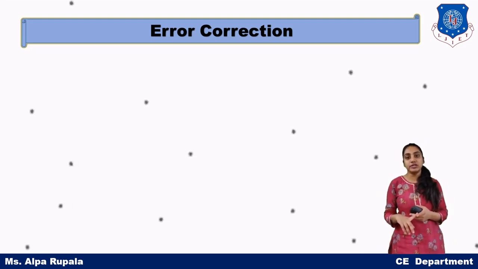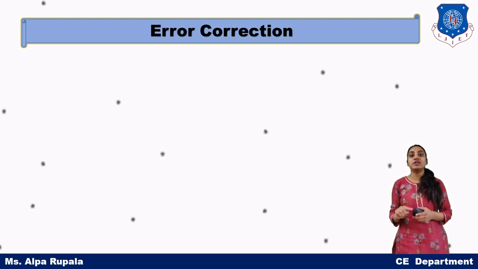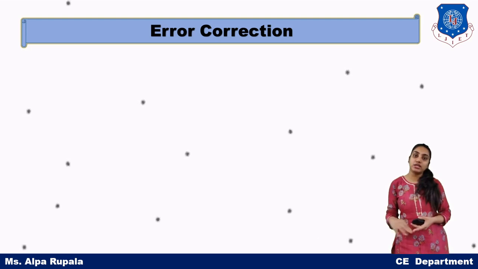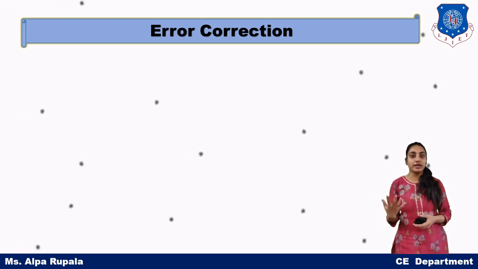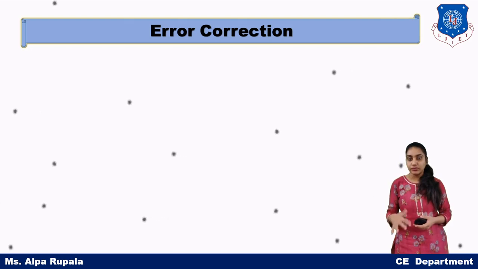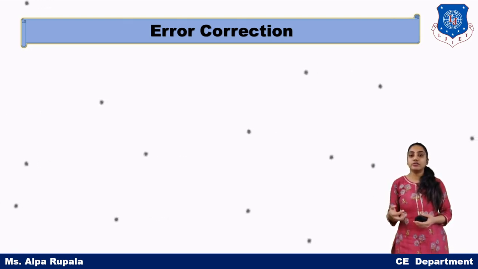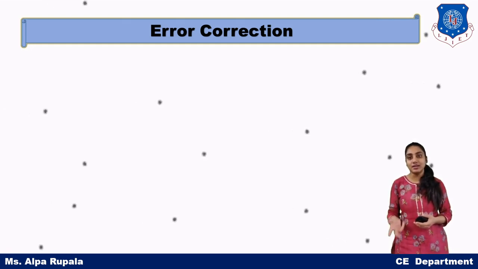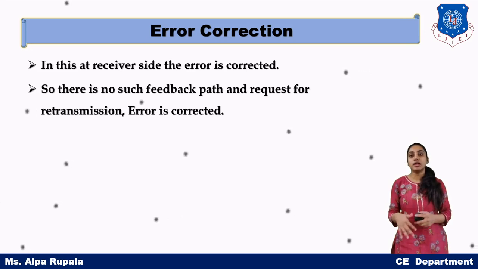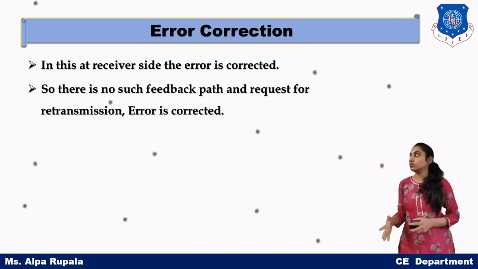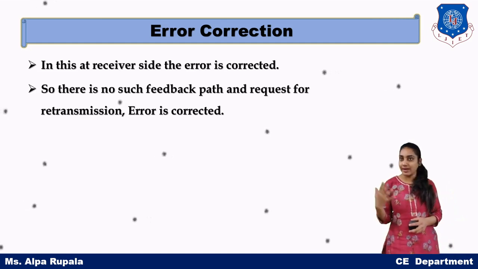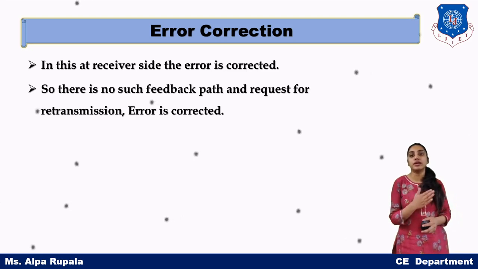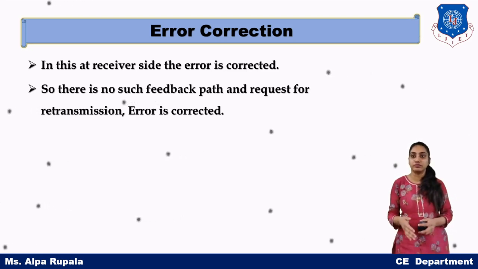In error detection technique, we are only detecting the error. If there is an error, we do not accept that data. But in error correction technique, if there is an error, first we identify that there is an error, and then we try to correct it at the receiver side without giving any retransmission request. So this is the error which needs to be solved at the receiver side itself.